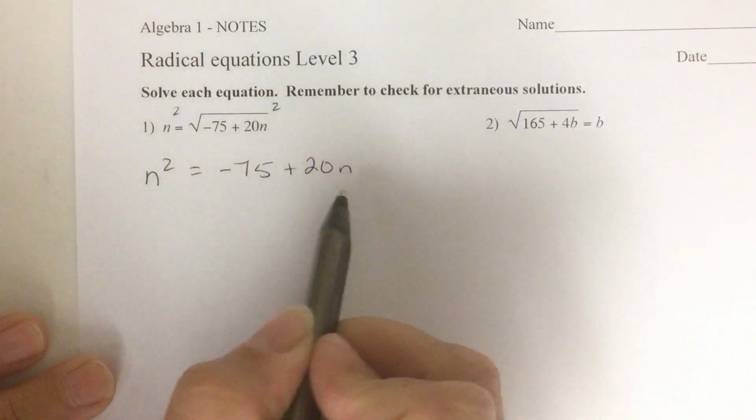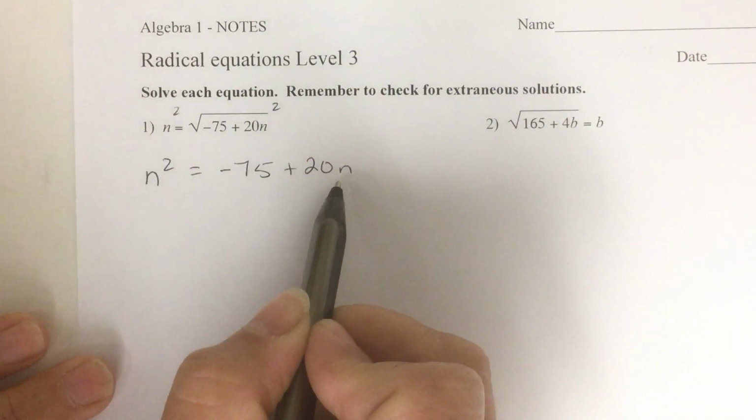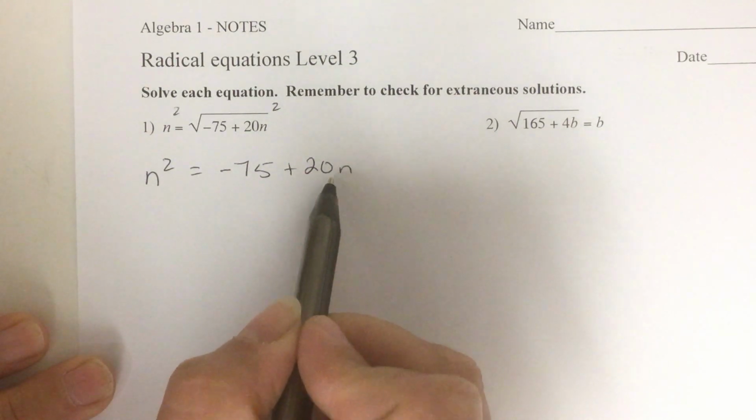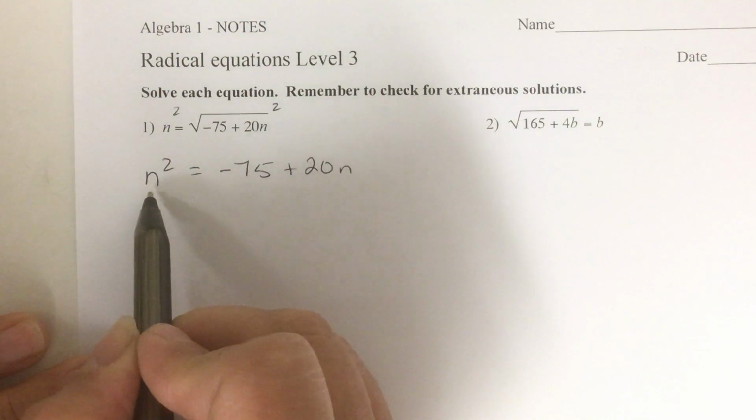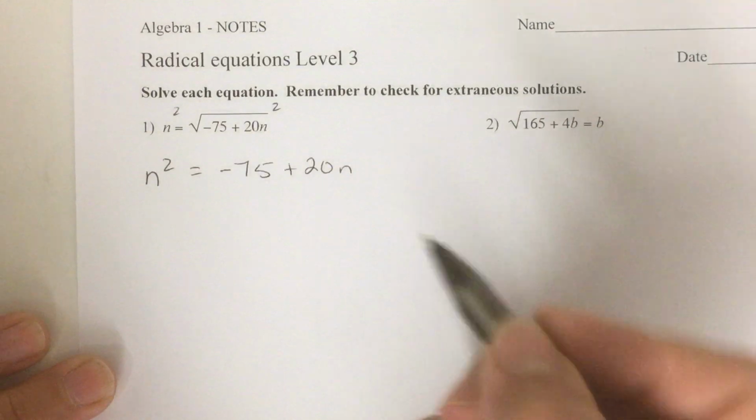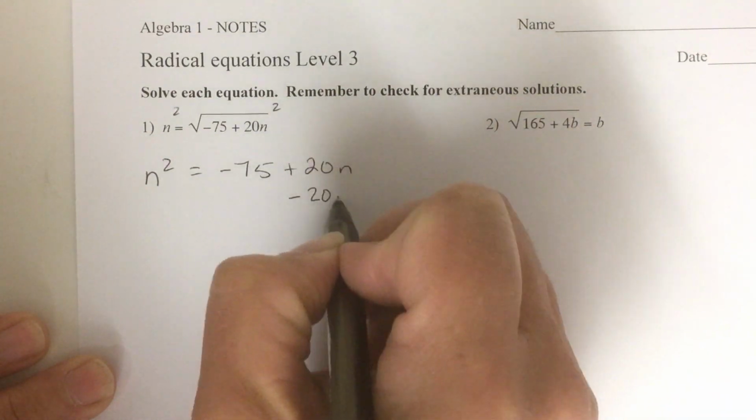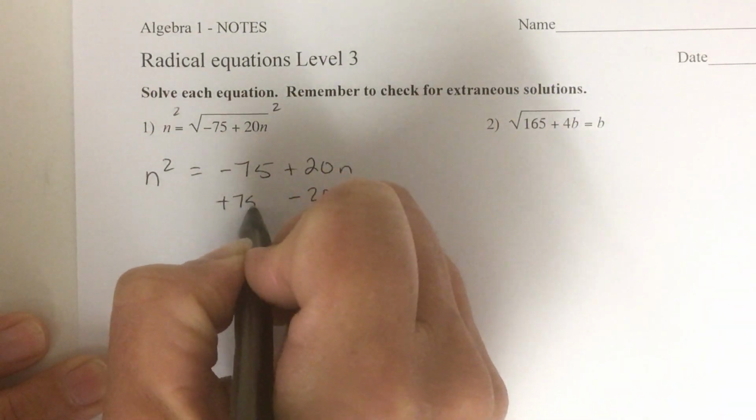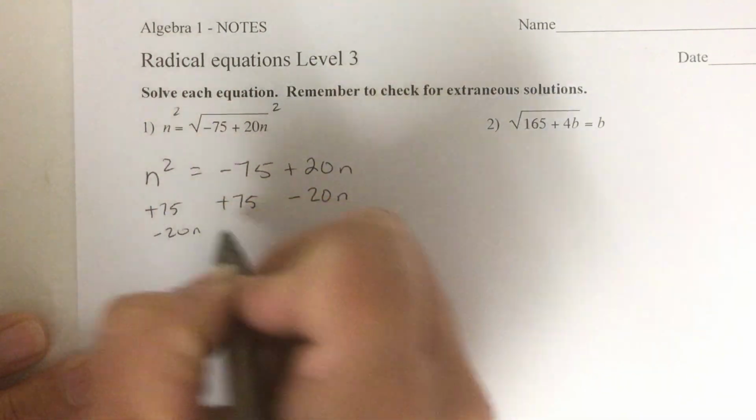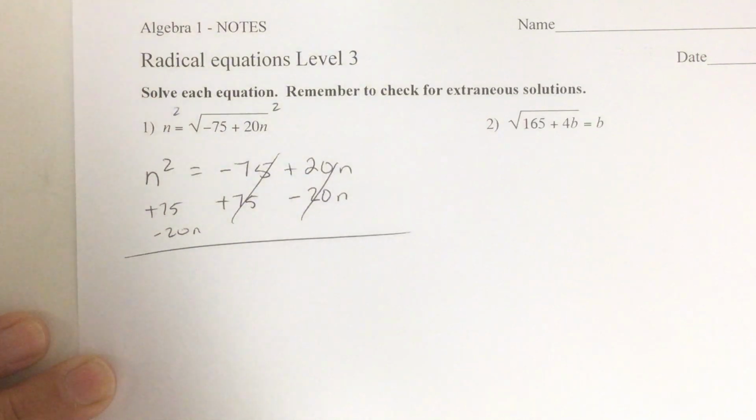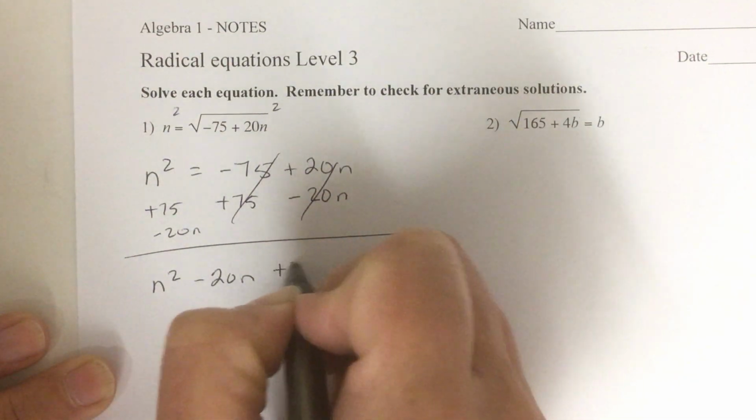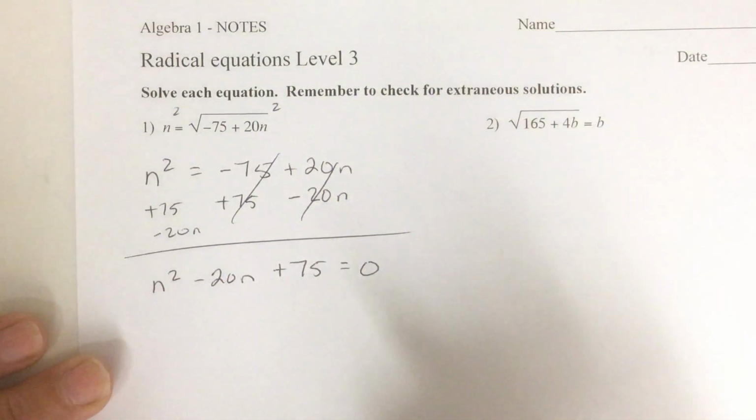Now you have a quadratic. You have an n squared and you have an n. So you have to set this equal to 0. I would move both of these over and have your n squared stay positive. When I move these over, they change signs. What you're basically doing is subtracting 20n and adding 75 to both sides. So that all cancels out, and you have n squared minus 20n plus 75 equals 0.